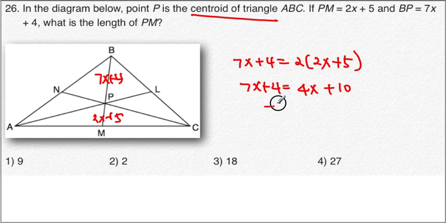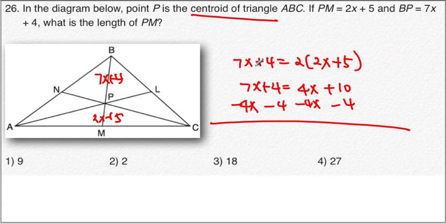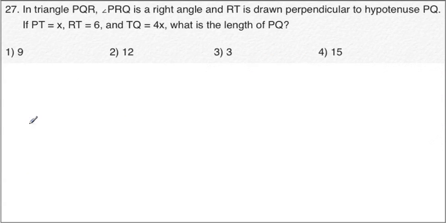By subtracting 4 from each side and subtracting 4x from each side, we get to realize 3x must be equal to 6, where x equals 2. Then they're looking for PM, which is 2x plus 5. When x equals 2, 2 times 2 becomes 4, plus 5 becomes 9. So therefore, our answer is 9. Number 27.